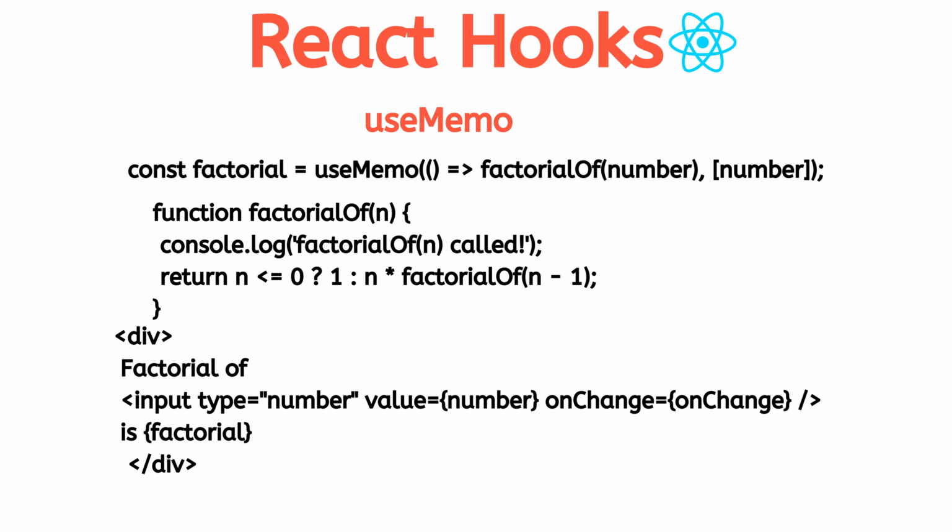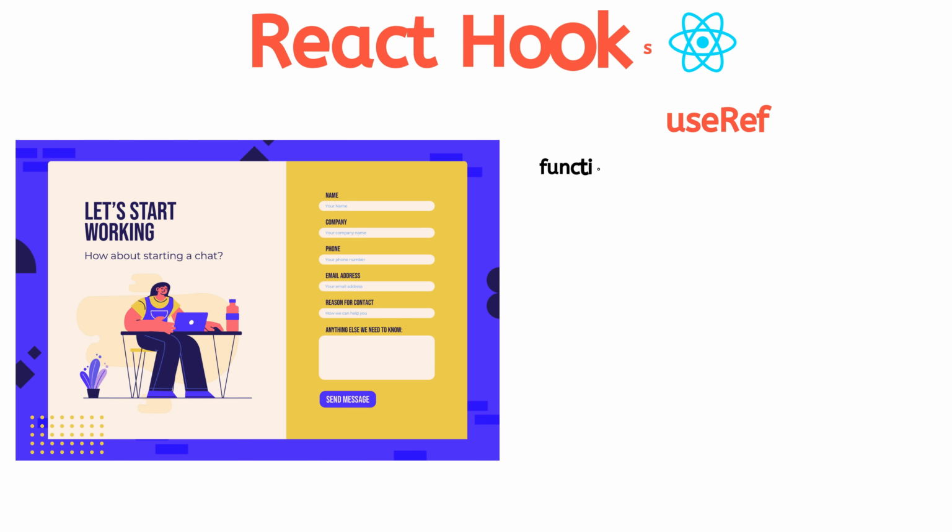And there is a separate function called factorial of. So when we call this particular useMemo, it will run the factorial. At the same time, it accepts the number, calculates the factorial of this particular number, and returns it to the factorial property. And once it is returned, it will memoize this particular value, and it can be used within the page to display. So the next hook is useRef.